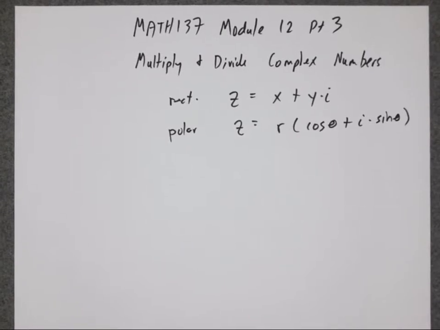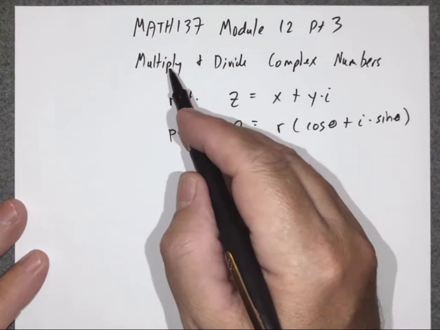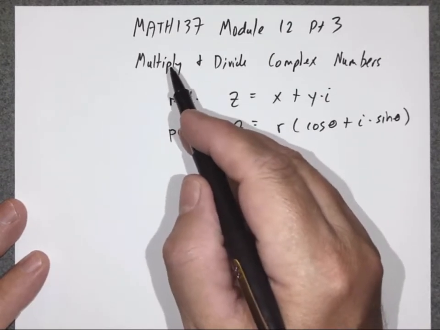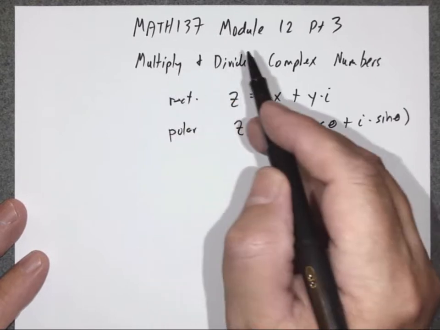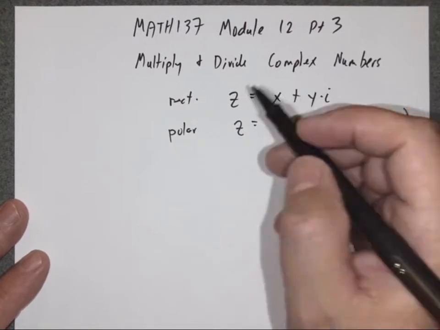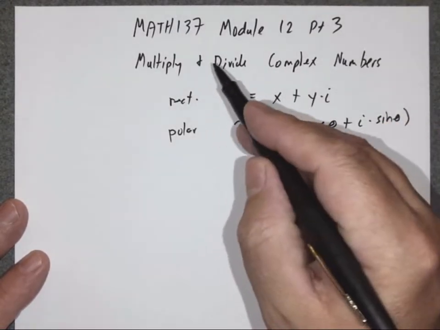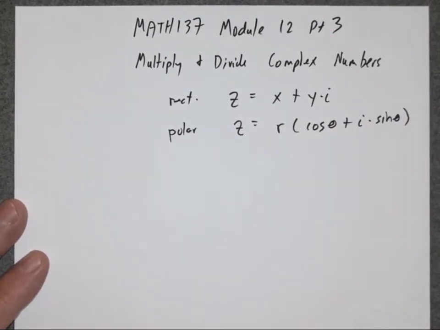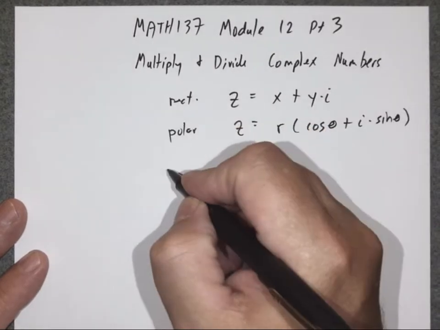But now we're going to do something else. Say we have two complex numbers, and we want to multiply or divide them. There's two different ways we can go about it. We can do this multiplication or division with both complex numbers written in rectangular coordinates. As a matter of fact, let's just do one now.